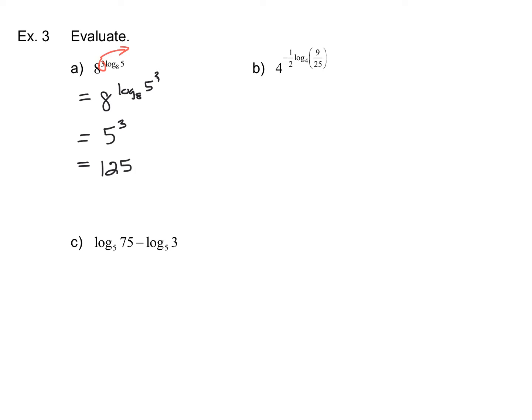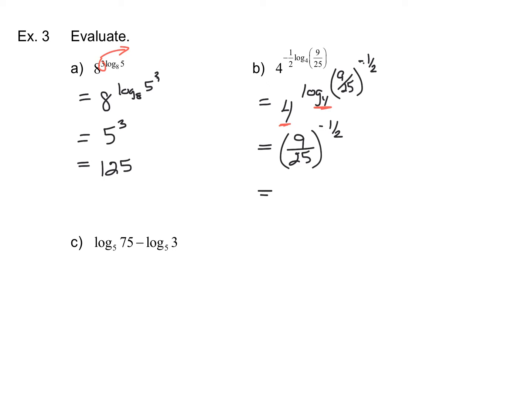Let's do the same thing again. I've got a power of base 4 and a logarithm base 4. I'm going to bring that negative exponent up, 9/25 to the exponent negative 1/2. So we have a lot of powers here, but our logarithm and our power cancel each other out. So we're left with 9/25 to the exponent negative 1/2.